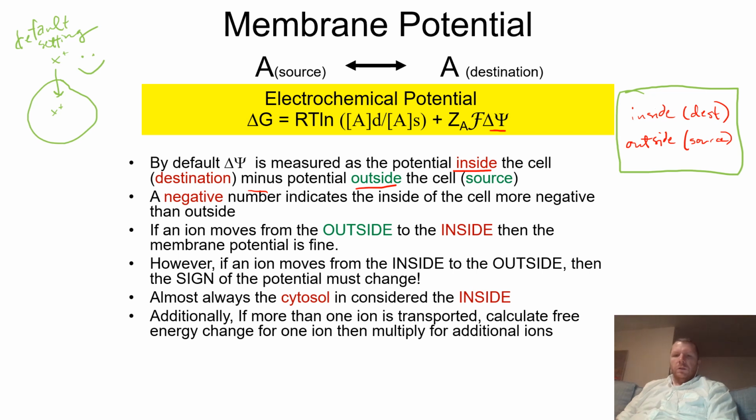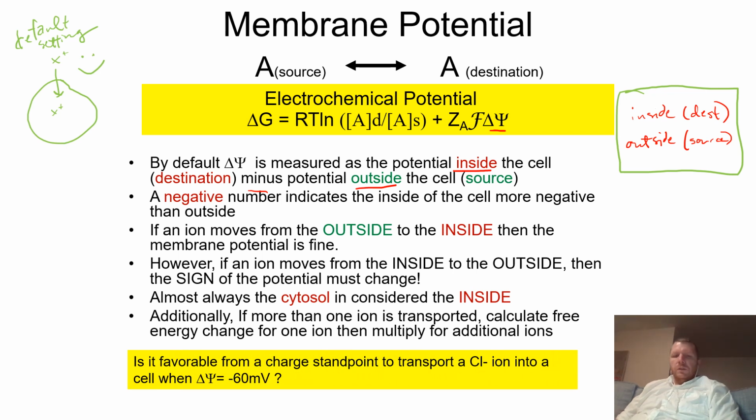If more than one ion is transported, you have to calculate the free energy change for one ion, then multiply for additional ions. Okay, so what that's going to do is, as you transport ions, it's going to influence your charges there. So, question is, and we'll get to some examples in a moment, but just to think about this sort of question: is it favorable from a charge standpoint to transport a Cl ion into a cell when delta psi is negative 60 millivolts? Okay, so these are all laying out what this sort of problem is going to look like. And so, alternatively, is it going to be more favorable to transport it outward?